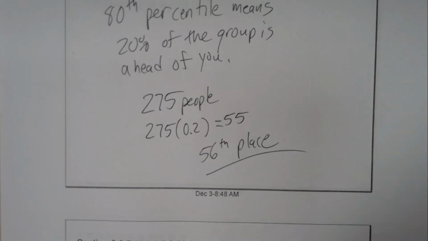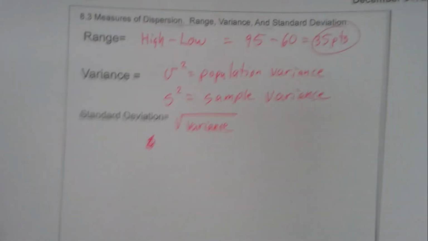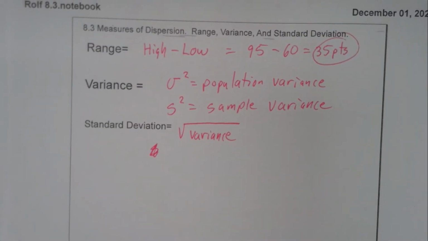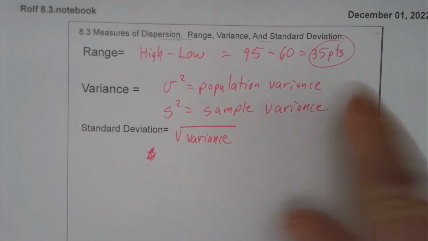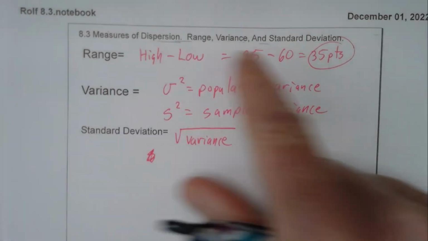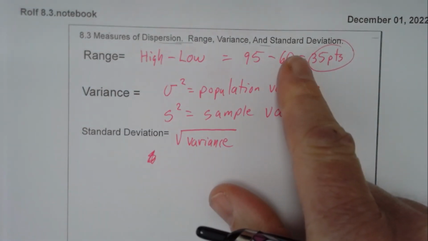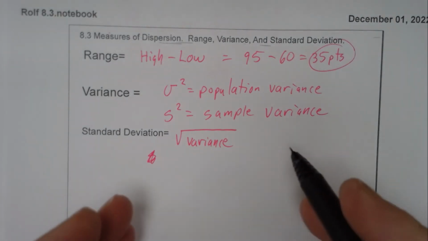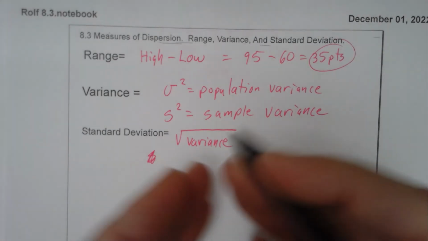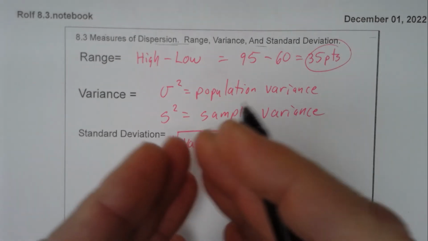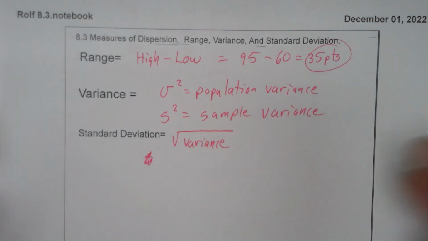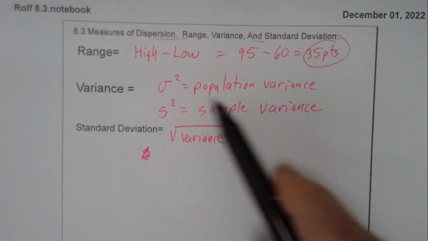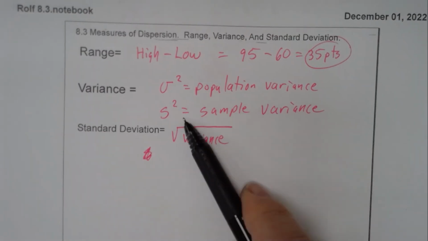All right, so let's go back through this again. The section before, we were talking about where the middle was. Now we are talking about how the data is spread out. So a small standard deviation means everything is compacted towards the middle. A big standard deviation means things are really spread out. Standard deviation is the square root of variance.